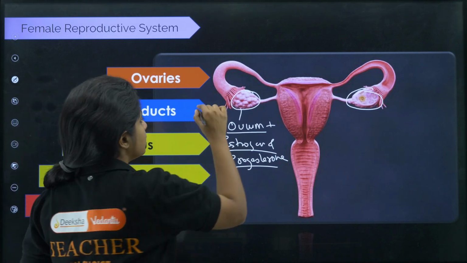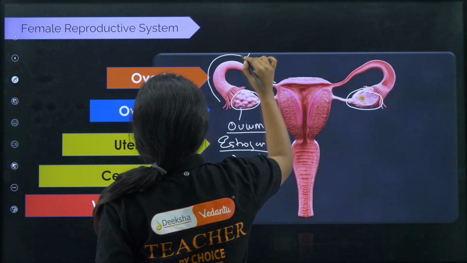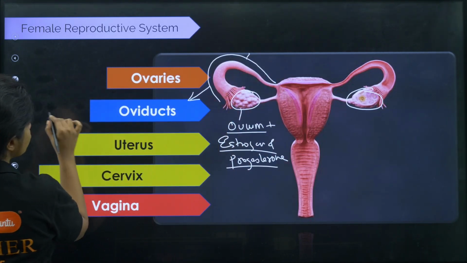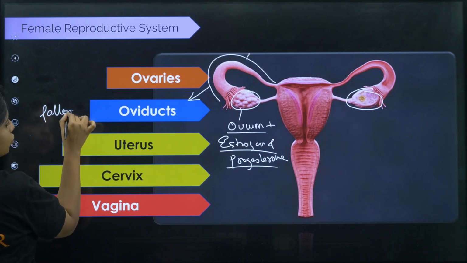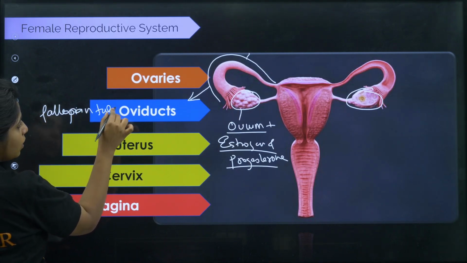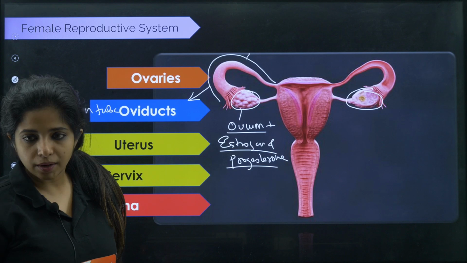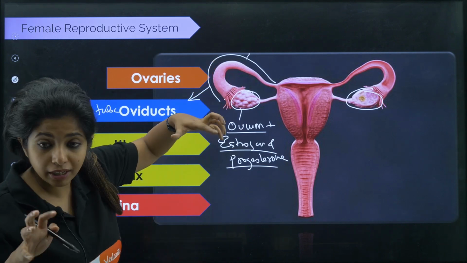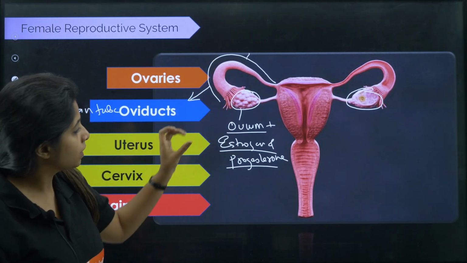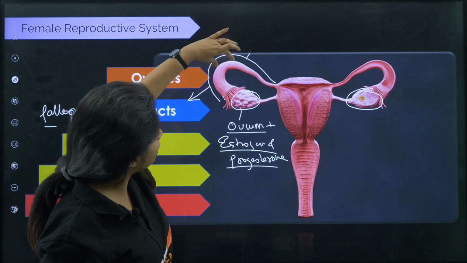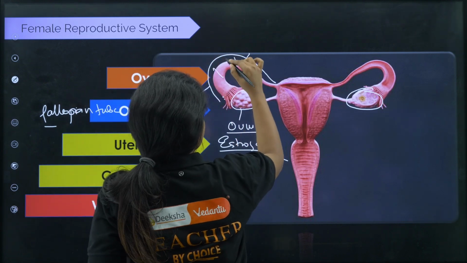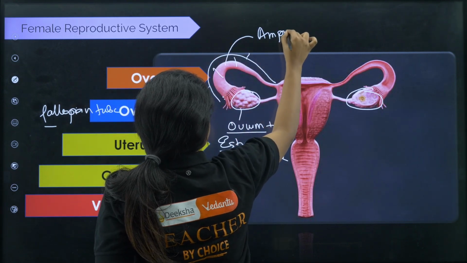What is that duct system? This thing becomes your duct system. It is known as the oviduct, or you also call it the fallopian tube, my dear children. As you see over here, there are finger-like projections like this, which are known as fimbriae. This is the infundibulum. Over here, this particular region is known as the ampulla, a very important region. This is where the fertilization happens.